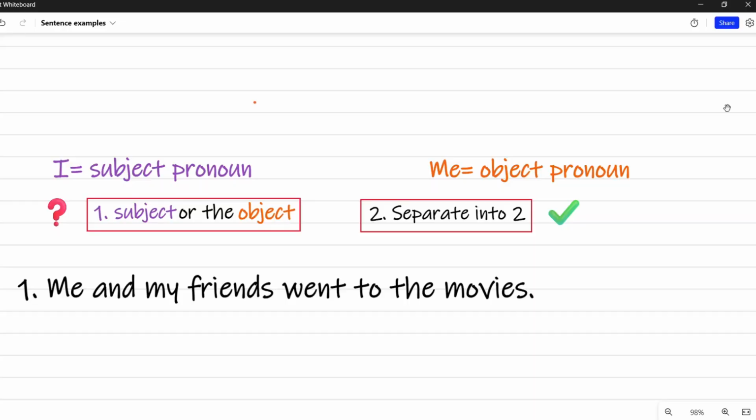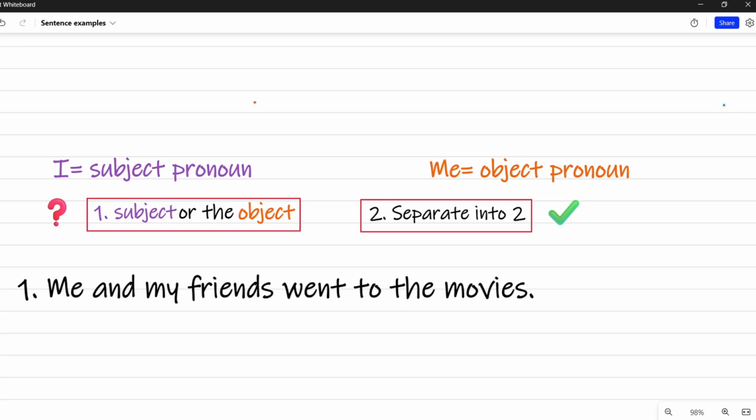Okay, so let's take a look at our first sentence. First thing to remember is I is the subject pronoun, me is the object pronoun. Okay, so you ask yourself 2 things. Number 1, is me or I being used as the subject or object in the sentence?